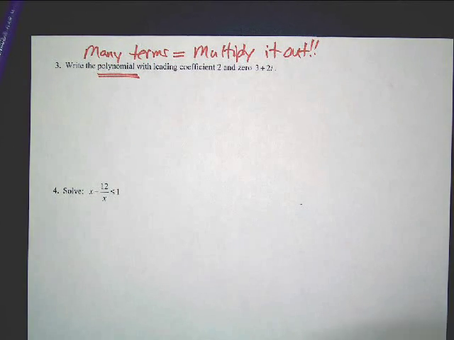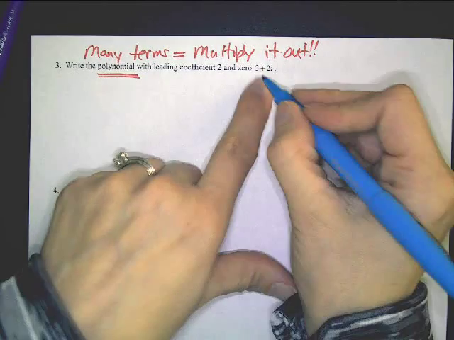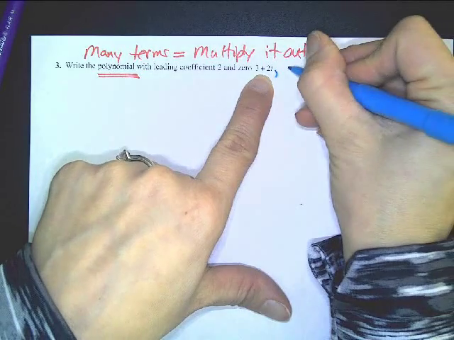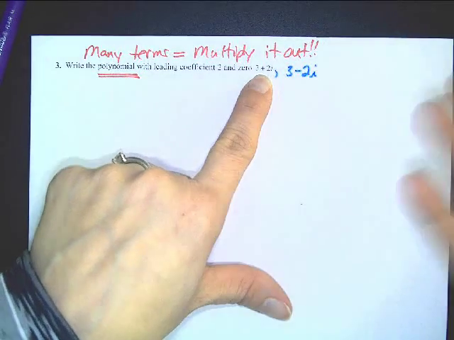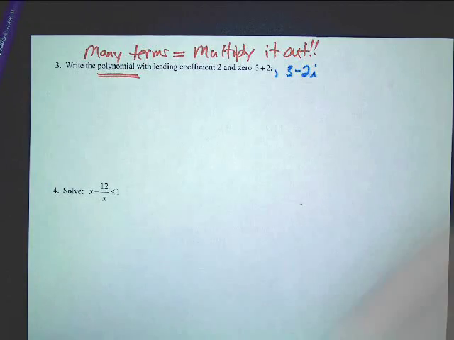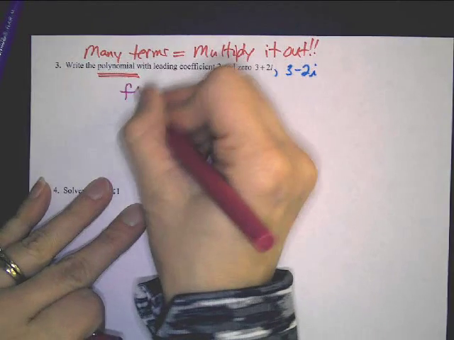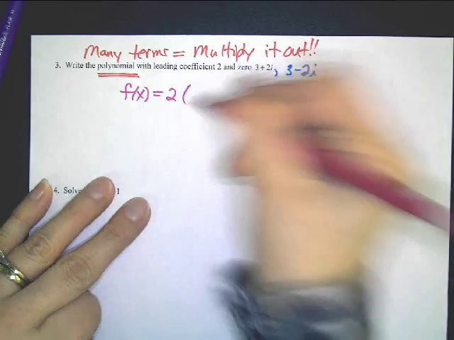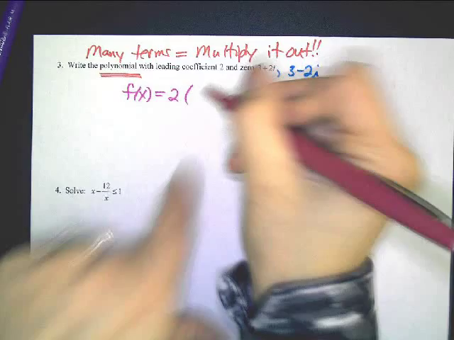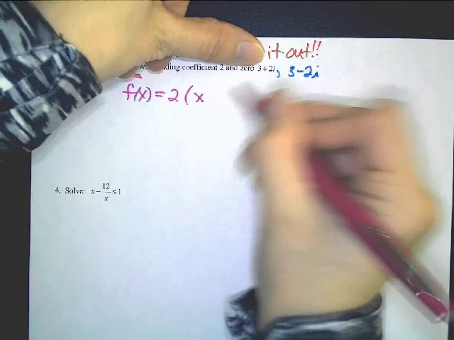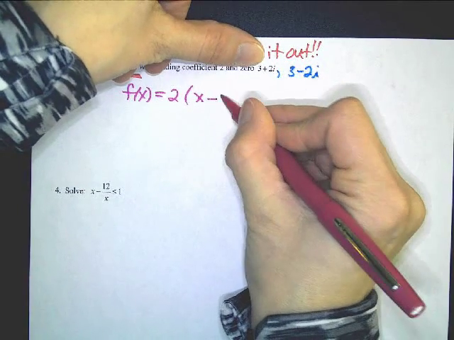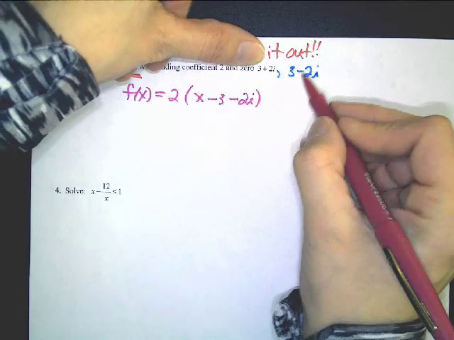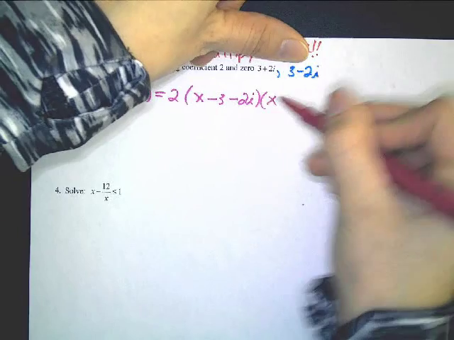We also have to remember the buy one, get one free rule. If it tells me 3 plus 2i is a zero, they're also saying 3 minus 2i. So they gave me 2 of the zeros. All right, let's make the polynomial here. F of x equals leading coefficient of 2. Okay, and now I've got to say x's. So we're going to say x minus 3 minus 2i.